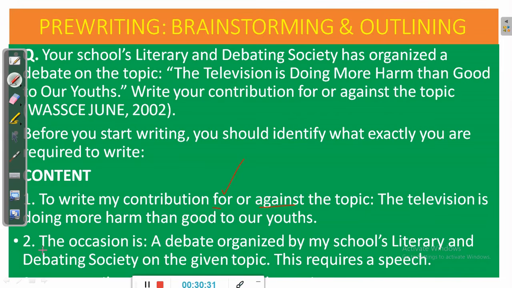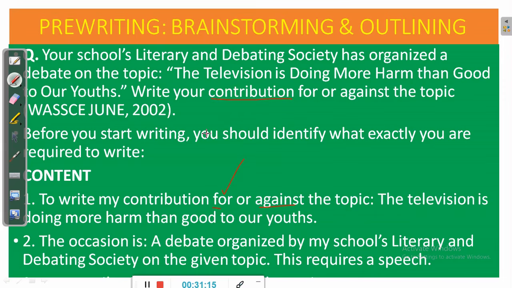Then the second one, I will be looking at the occasion, because every speech is an occasion. And so a debate organized by my school's literary and debating society on the given topic, all right? And this requires a speech. That is actually my decision. I want to present this in form of a speech. Don't forget that here we are told to write our contribution. Our contribution, the examiner has left this to us, to decide.